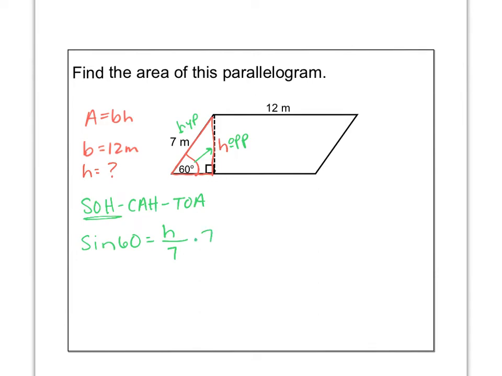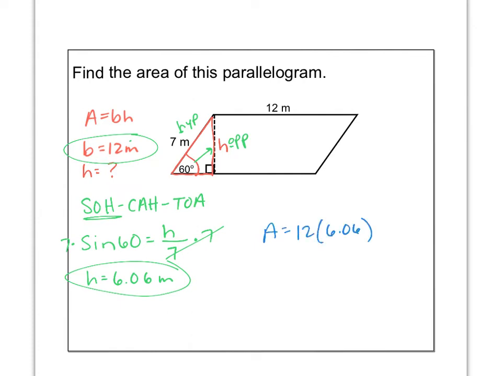All right, multiply both sides by 7. And then type it in your calculator, 7 sine 60. And I get the height is 6.06 meters. Great, we have our height, we have our base, we can now find the area. So area is 12 times 6.06. I like to leave that 6.06 number in my calculator and just go times 12 and then hit equals, and it is approximately 75 meters squared.